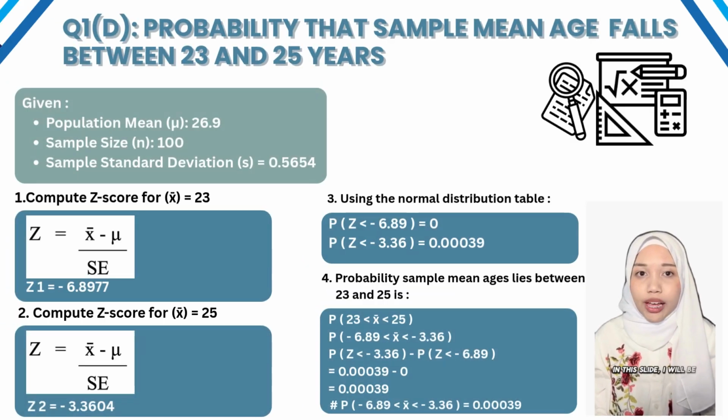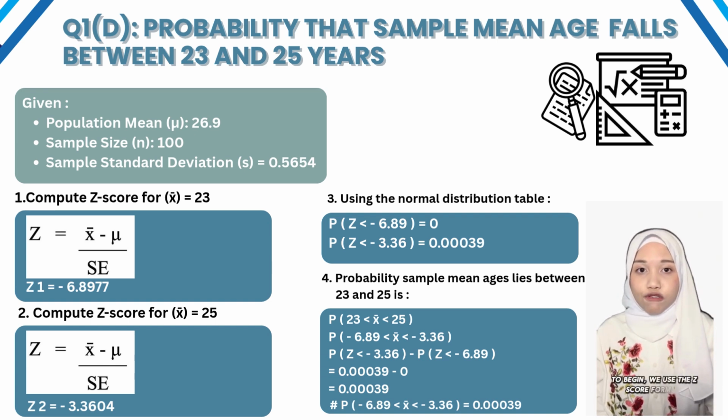In this slide, I will be explaining how we calculate the probability that the sample mean age falls between 23 and 25 years. We are given a population mean of 26.9 years, a sample size of 100, and a sample standard deviation of 0.5654. To begin, we use the z-score formula, which is the sample mean minus the population mean, divided by the standard error.